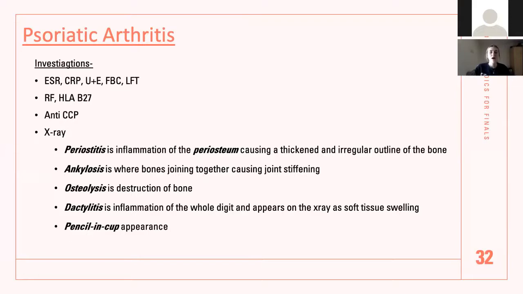So this is where there's central erosions of bone next to the joints, and this causes the appearance of one bone in the joint being hollow and looking like a cup, and the other is narrow and sits in that cup. You would also see dactylitis, which is inflammation of the whole finger, and these are some other X-ray changes that you might see.